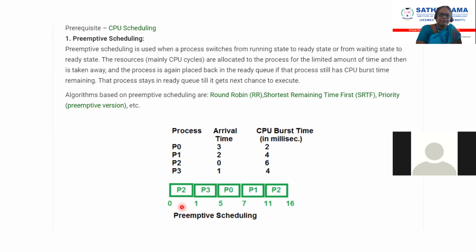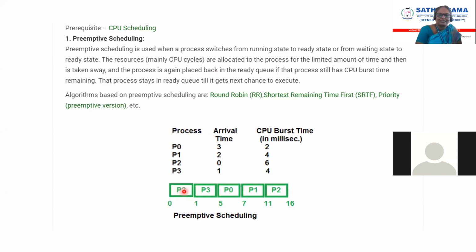So you just see, this is my process P2, because it has the least arrival time, 0. Then the next arrival time is P3. And while I move from P2 to P3, that means I'm moving from running state to ready state, or waiting state to ready state, as I told you.